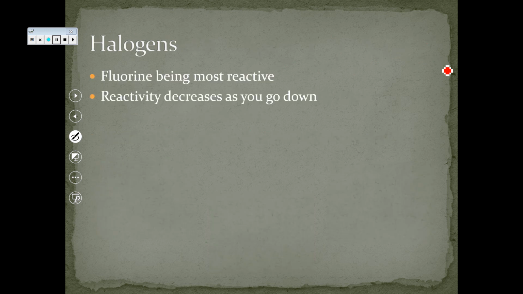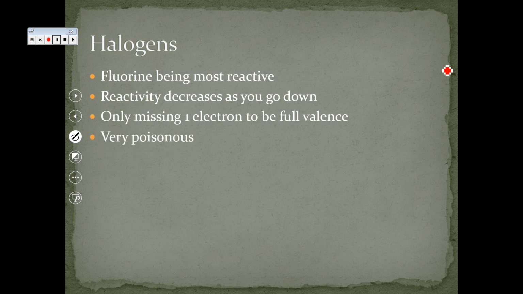Halogens. Fluorine in the upper right-hand corner is the most reactive nonmetal. Reactivity decreases as you go down. We'll learn later that nonmetals attract electrons, while metals lose electrons. Because of that difference, there's an opposite relationship that you will see. The reactivity decreases as you go down because your radius is getting bigger, and it is harder to attract an electron towards a bigger radius. They are only missing one valence electron to be full.